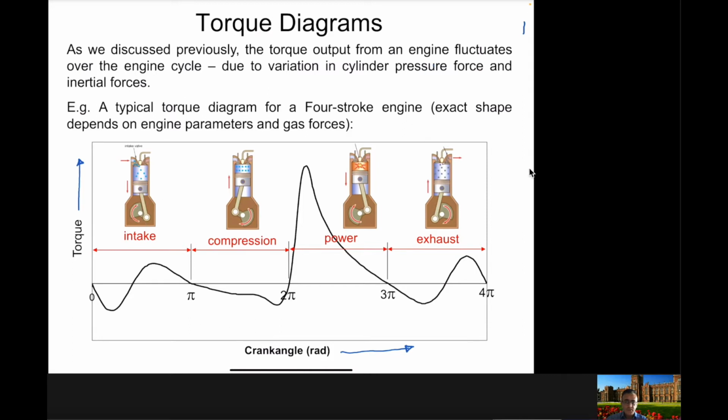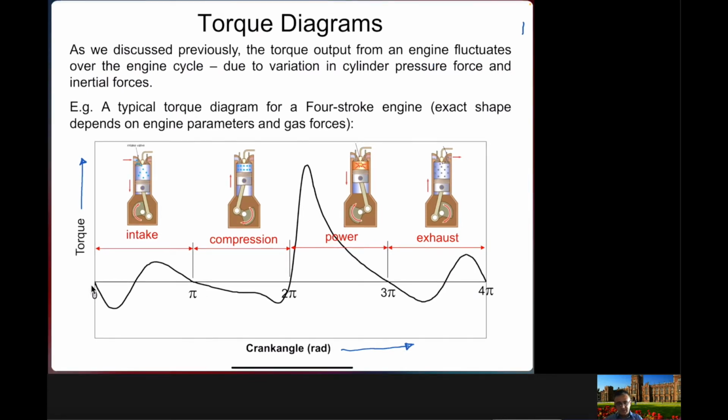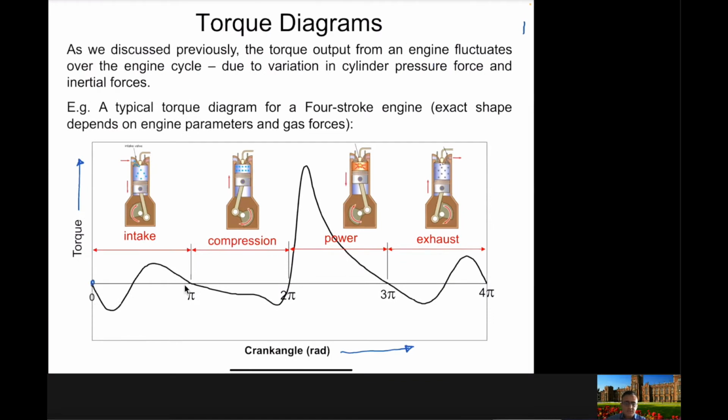Now the exact shape of this diagram will obviously depend on different parameters, including the size of the engine and also the forces inside the combustion chambers. As you can see, from this point to this point here is the intake stroke. During the intake stroke the piston is moving in the downward direction, and this will create a vacuum here, and it will suck the air fuel mixture into the combustion chamber.